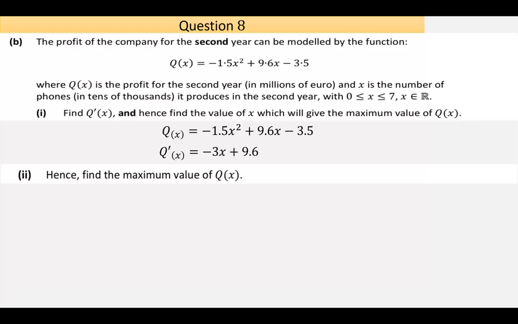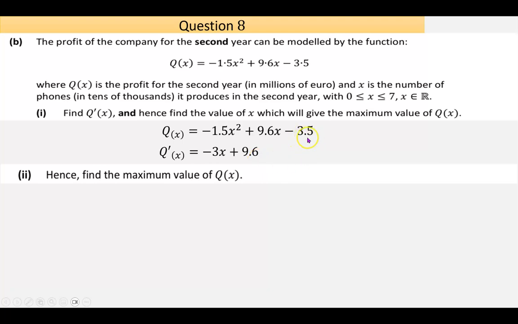Okay. Now the second term here, the plus 9.6 times x, there is a power of 1 here. So following the power rule, 1 times 9.6 is 9.6. And then you're taking 1 away from the power, which gives you x to the power of 0. And one of the rules of power states that anything to the power of 0 is 1. So you're ending with 9.6 times 1, which is just 9.6.